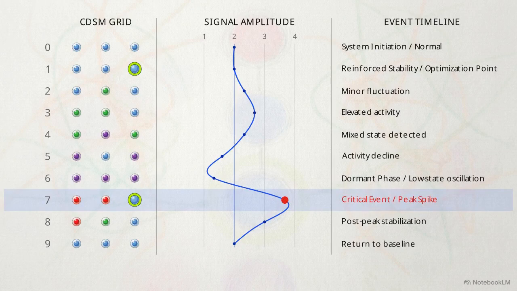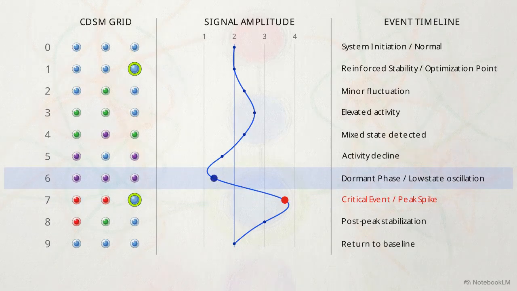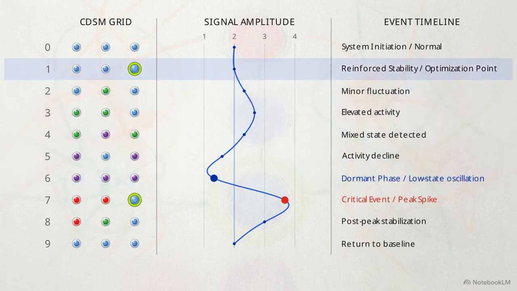This visual cluster translates to a mathematical peak of 3.67 on the signal graph and a critical event marker on the timeline. Now, compare this to second 6. Here, the nodes are primarily purple. This corresponds to the lowest amplitude trough on the graph and a dormant phase on our timeline.